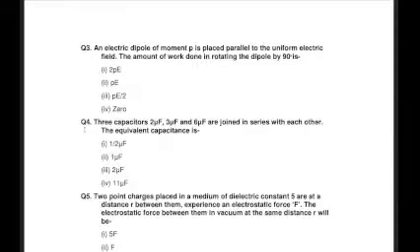Question number 4. Three capacitors 2 μF, 3 μF and 6 μF are joined in series with each other. The equivalent capacitance is 1. 1/2 μF, 2. 1 μF, 3. 2 μF, 4. 11 μF. Correct. The answer is 1 μF.